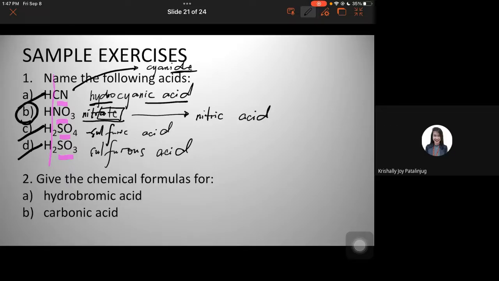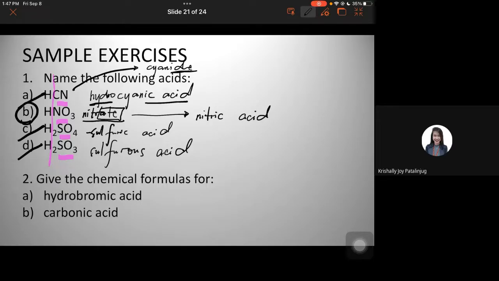So your foundation here to name or write the chemical formula of acids is familiarization with the anion, since acids are derived from anions. So you have no choice but to really memorize them, for you to answer this type of questions.